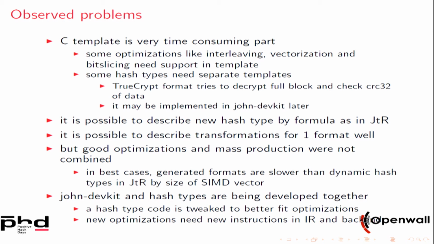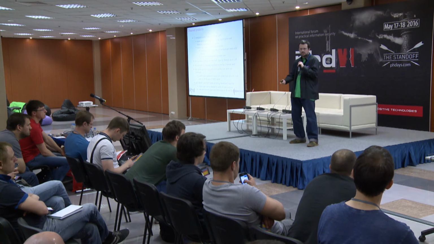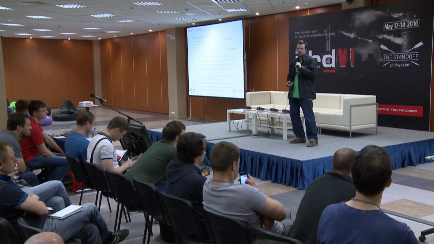For TrueCrypt, we use decryption of data. After that we see some magic and we check and verify CRC. We did not put CRC into the algorithm. It stayed inside the template. So if we multiply the templates, we multiply the work. And we just need to put these parts inside dfkit.